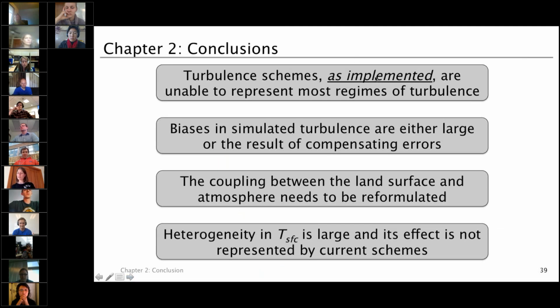All right, so just to conclude that and then let you all go on to the next thing on your day. Turbulence schemes as implemented in land surface models don't really do a good job representing most regimes of turbulence. Most of them have fairly small biases, which means that they're not too terrible overall, but it's generally the result of compensating errors. There's a lot of work to be done in this area. And one large problem is just heterogeneity in the surface temperature and how that affects turbulence.